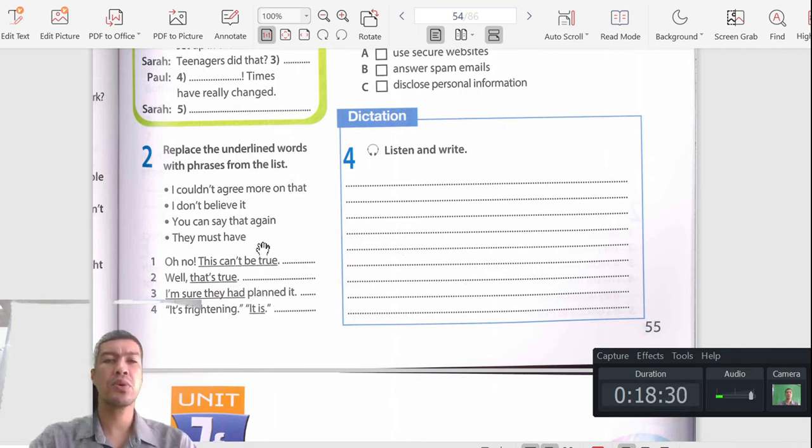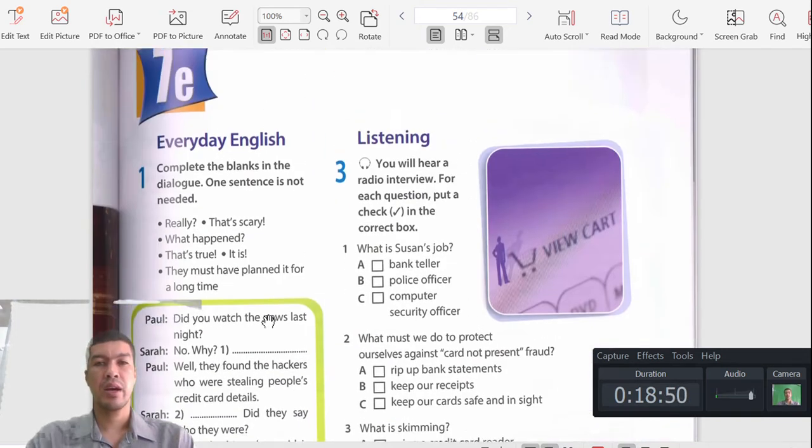Right, moving on to number four. It's frightening. It is. And the correct answer to that is you can say that again or I couldn't agree more on that. If you had these two answers for number four, then both would have sufficed.